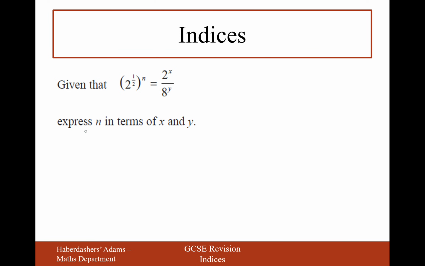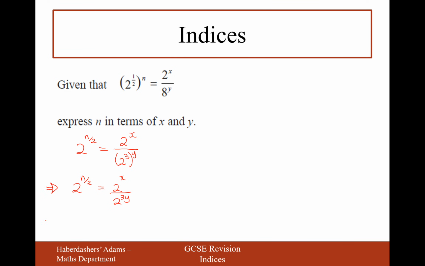Okay, so we're writing n in terms of x and y. So first of all, on the left hand side, I'm going to expand the brackets. It's going to be n over 2. On the right hand side, it's going to be 2 to the x, and then I'm going to rewrite the 8 as 2 cubed to the power of y. So therefore 2 to the power of n over 2 equals 2 to the x over 2 to the 3y.